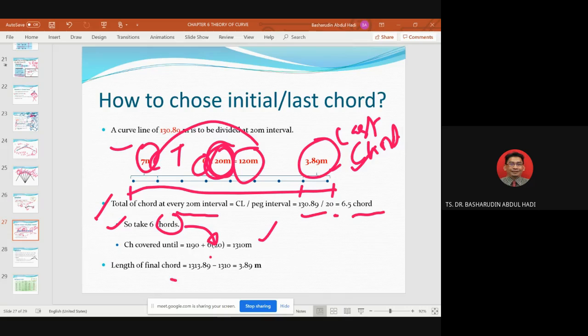So the length of the final chord is 1313.89 minus 1310, which equals 3.89 meter. This means that this is the length of the final chord. Okay, all right.